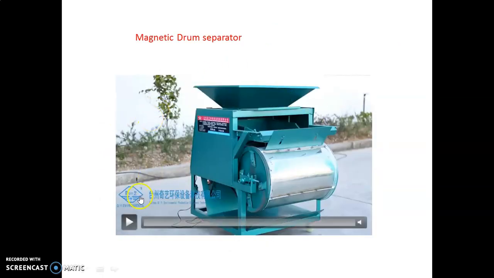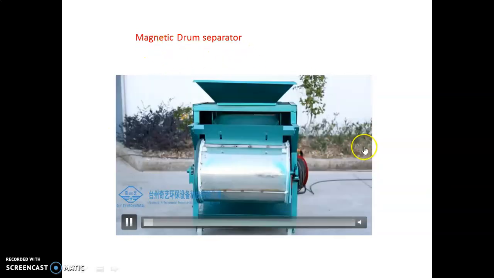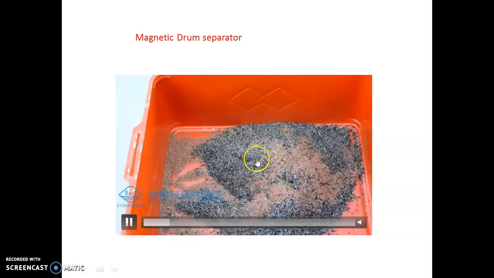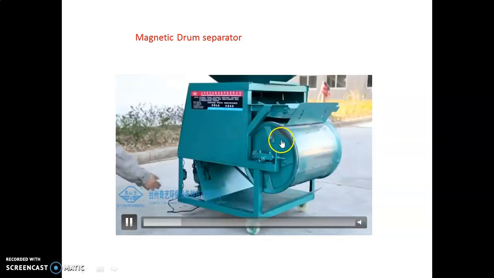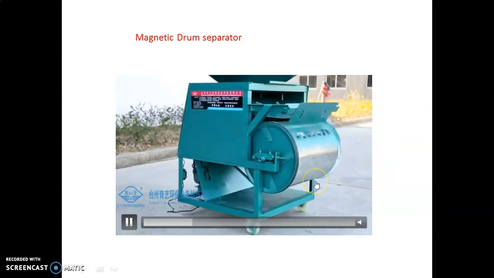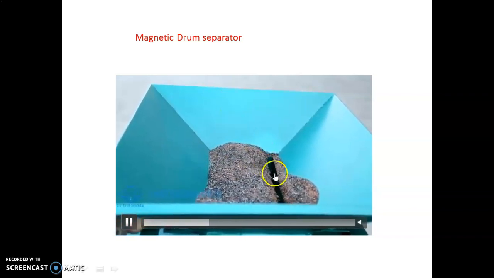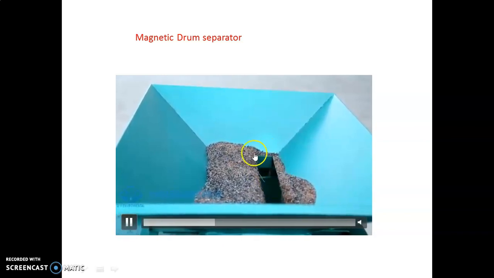Then I will show the actual working of the magnetic drum separator by this video. So this is actually a magnetic drum separator. It contains a magnetic assembly. This material we have to separate, and it contains magnetic and non-magnetic material. You have to just start the drum separator assembly. Then this is the hopper. You have to feed the material here, and drop by drop this material is fed onto that assembly.